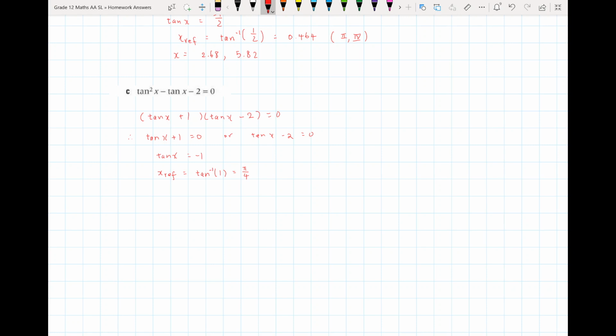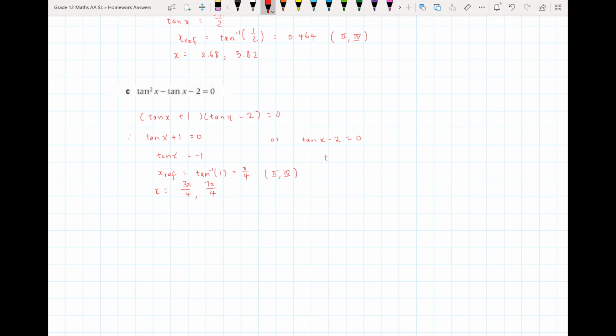So I want this to be, let's move this a little bit so I can have some writing space. So this is -1. I want tangent to be negative. That will give us quadrants 2 and 4 as our answers. So then we have pi minus pi by 4 is 3 pi by 4. And then 2 pi minus pi by 4 will be 7 pi by 4.